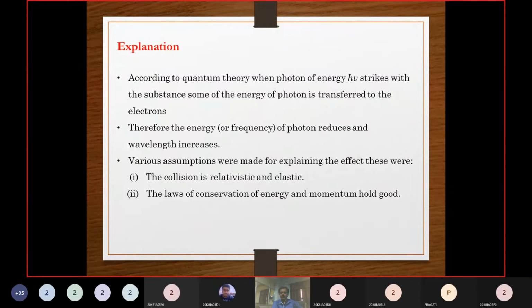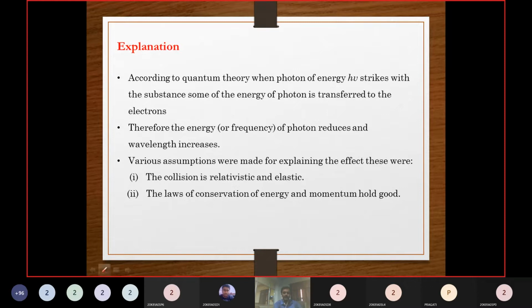What is the reason for the wavelength increase of the scattered light? The photon loses some energy, and that lost energy is supplied to the electron. That's why the electron recoils from the substance.